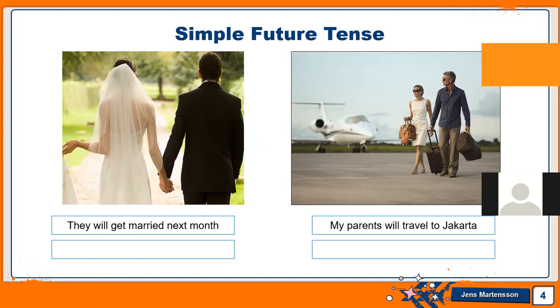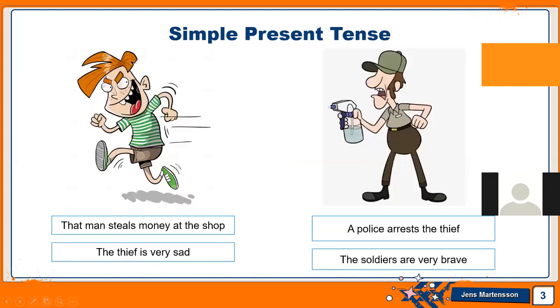So we studied two tenses already, simple present tense and simple future tense. If you change this to negative, then it will be they will not get married next month. Or here, my parents will not travel to Jakarta. So it's very easy, you just put not. The previous sentence is simple present tense. If you change it to negative, the man steals money at the shop becomes the man does not steal, and then the S is omitted. That man does not steal money at the shop.